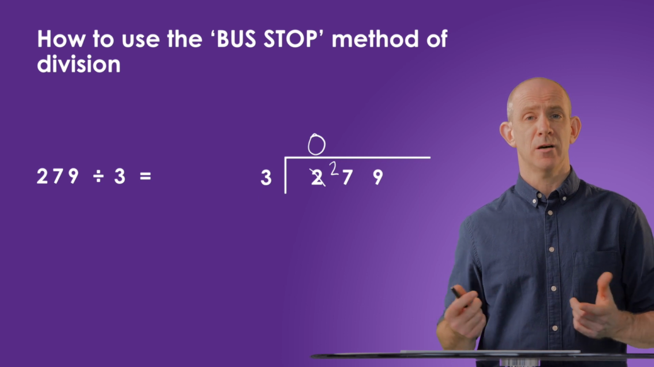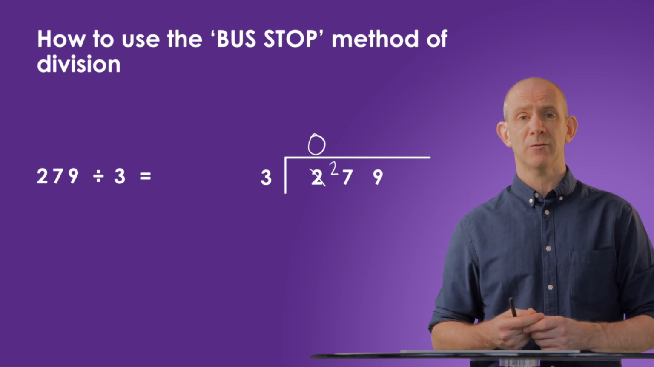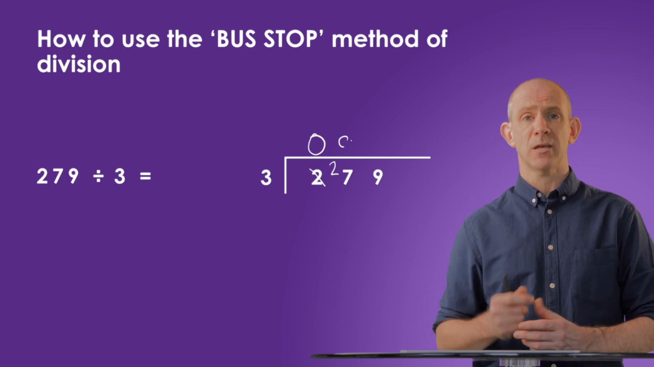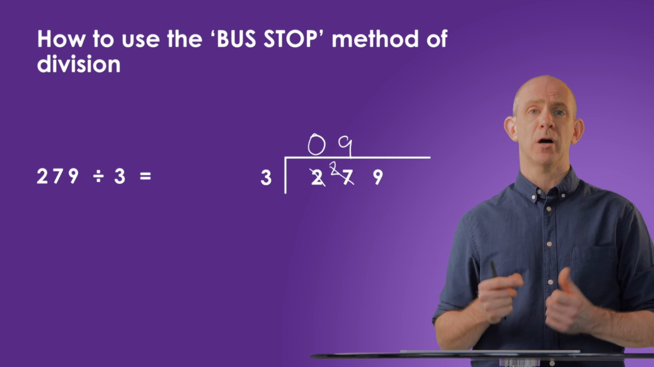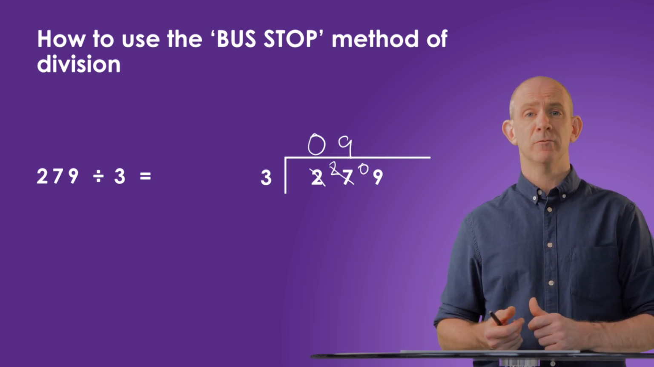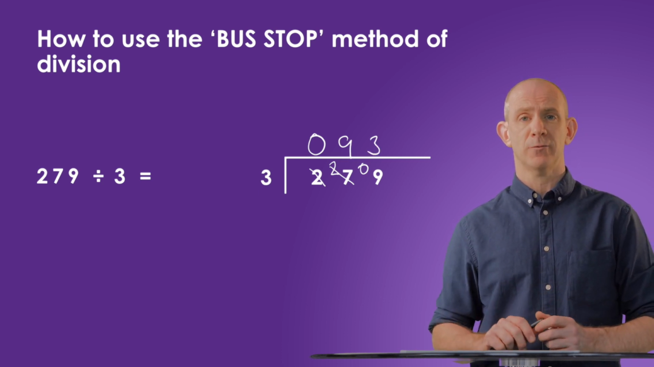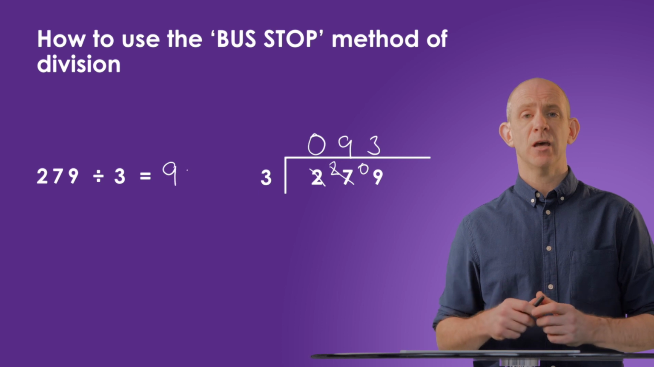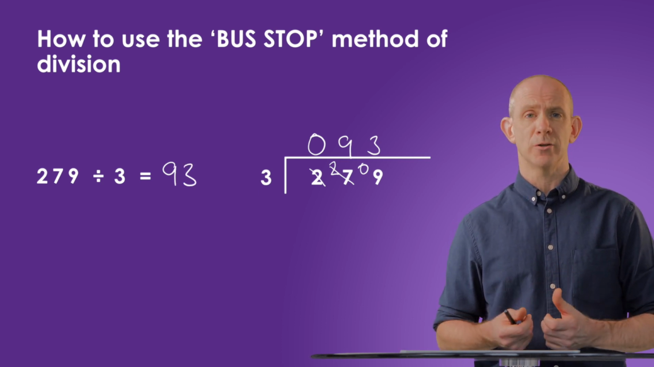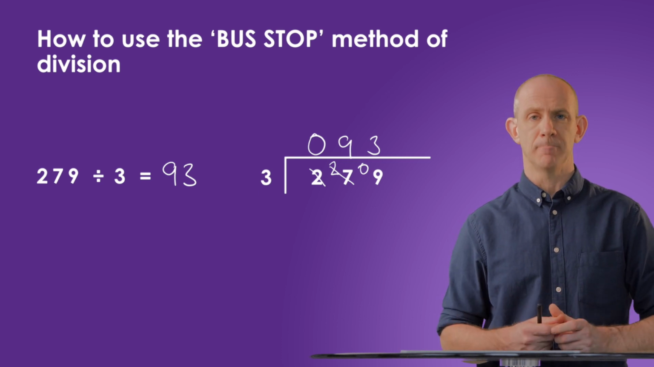Well, the answer to that is 9. 9 times 3 gives us 27, and we can subtract that from the 27 to give us 0 as a remainder. So I'll write the 9 above the 7, and our remainder of 0 I'll write here next to the 9. How many 3's in 9? Well, 3. 3 times 3 is 9, so again we have nothing left over. So we can see the answer that we've got there is 093, so the answer to our equation of 279 divided by 3 is going to be 93.